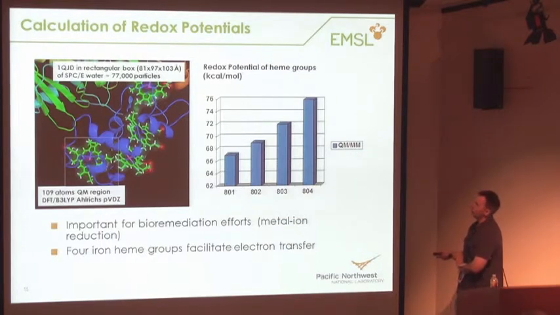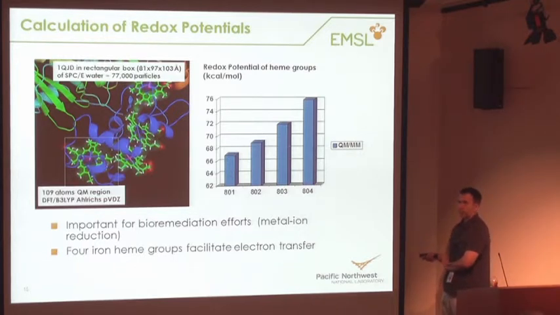Another thing one can do is calculate redox properties. Here's an example calculation of the cytochrome from a sulfate-reducing bacteria. So it's got four iron heme centers, and we can calculate the redox potential for all four of them. And that has an implication for electron transfer processes.